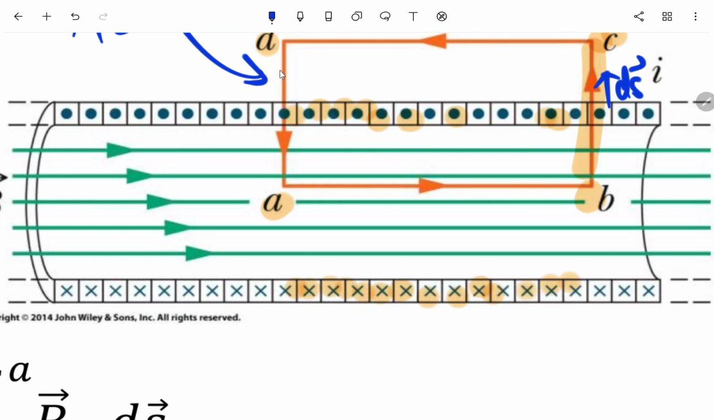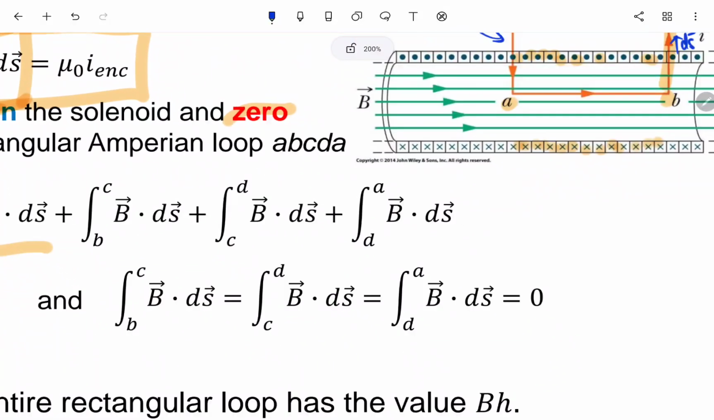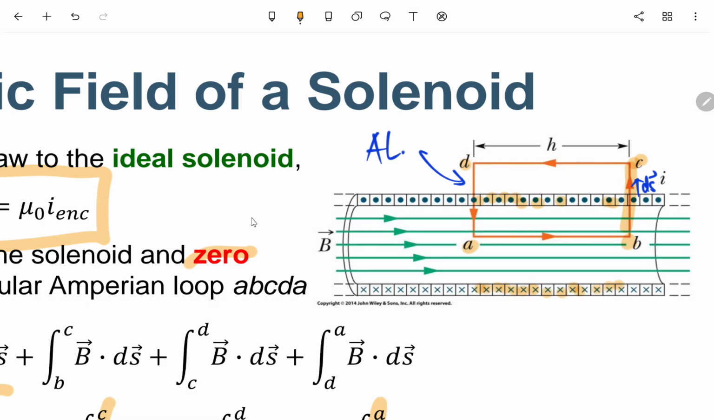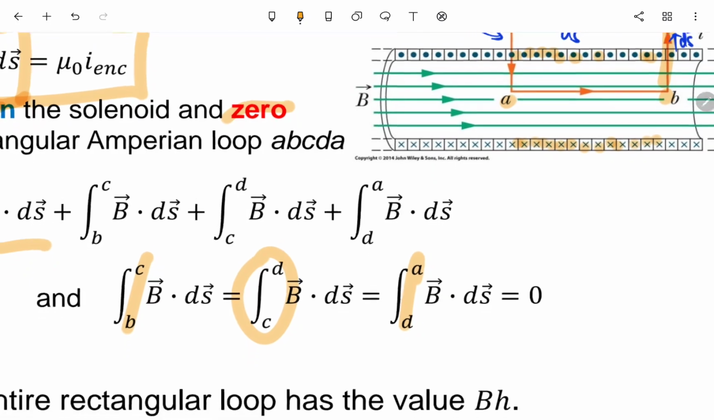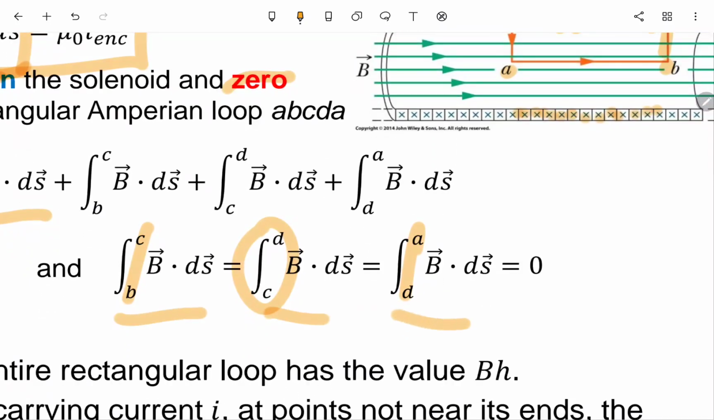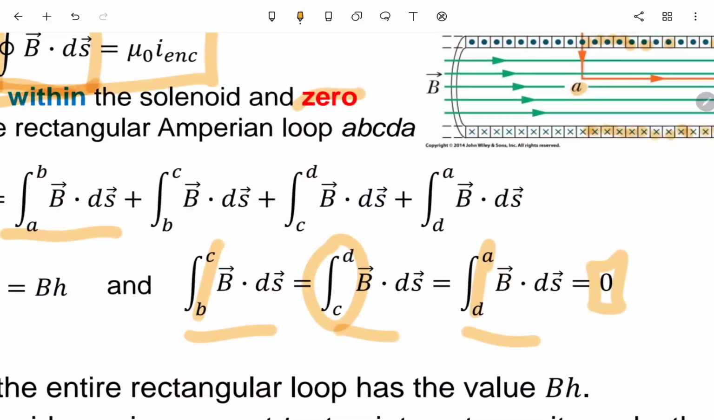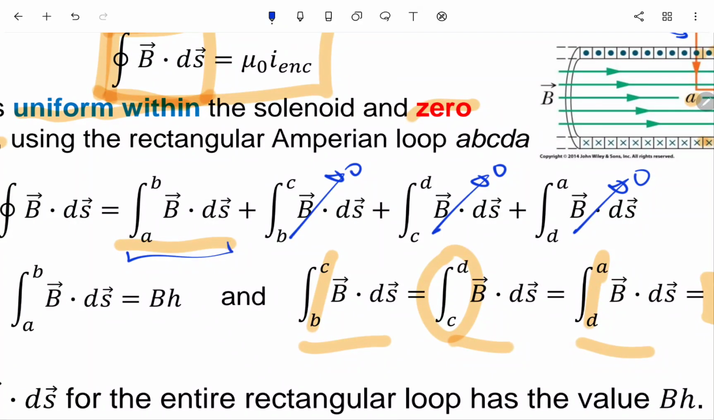And similarly for this case, so we can see that this one and also this one are 0. And for this part, ds is pointing to the left side, and the B field is 0 outside the solenoid. So similarly, this one is also 0. So these three line integrations are all zeros. The only thing left is the one from A to B.